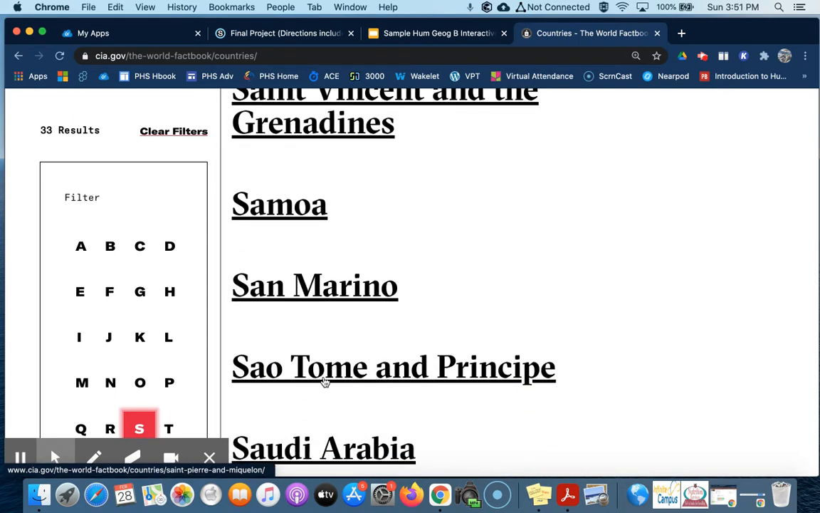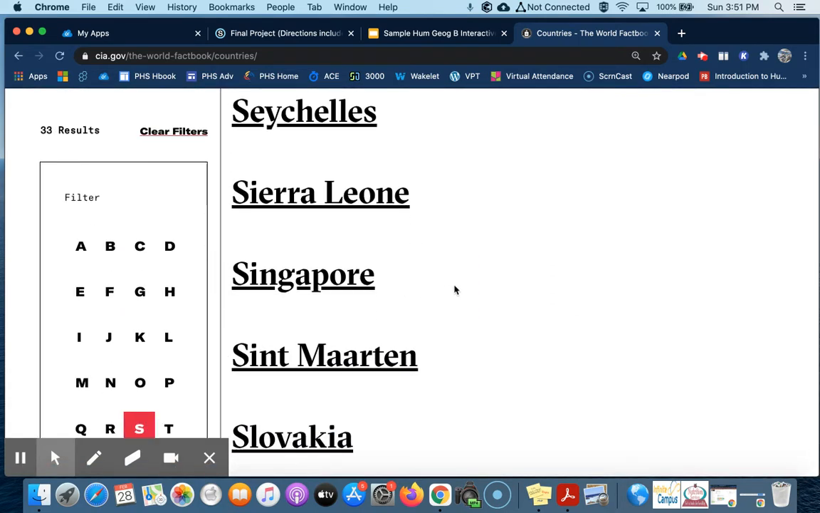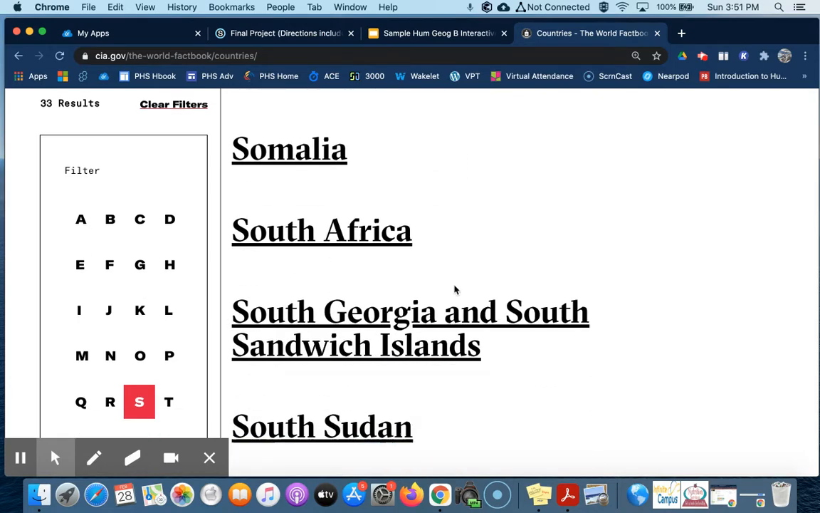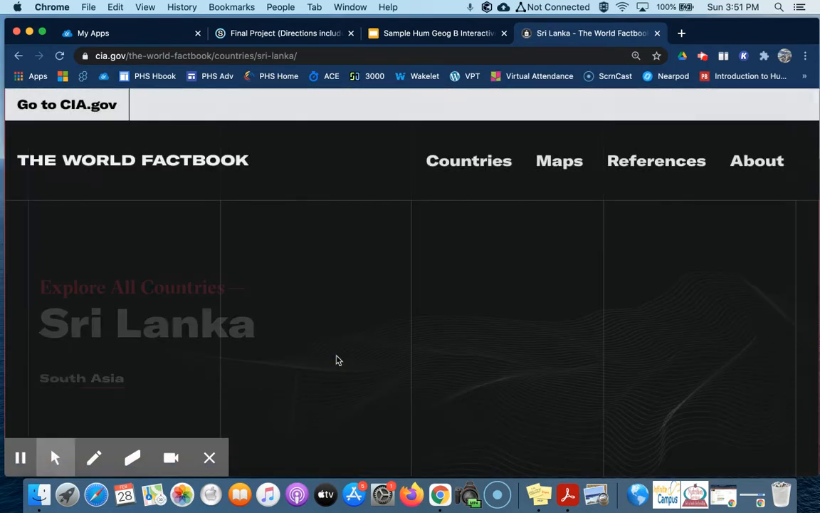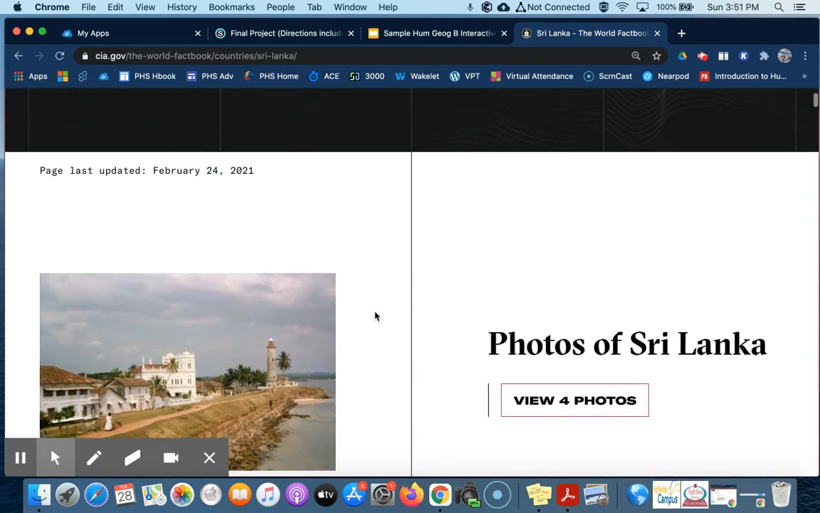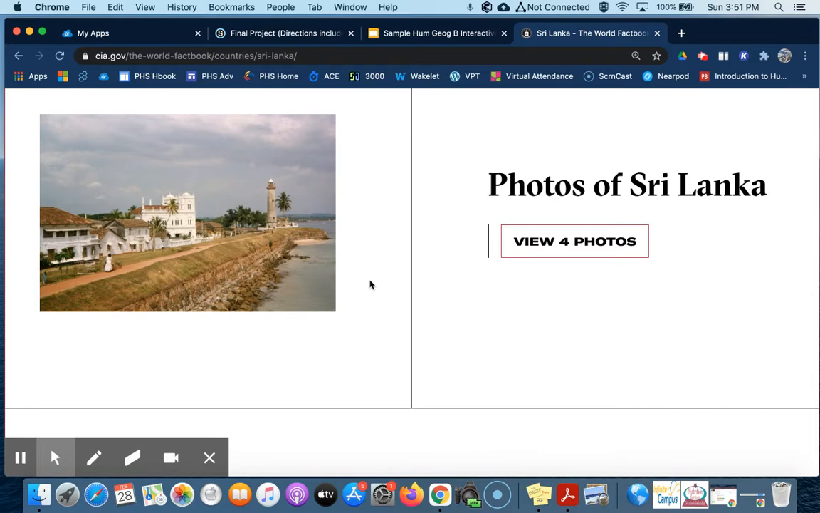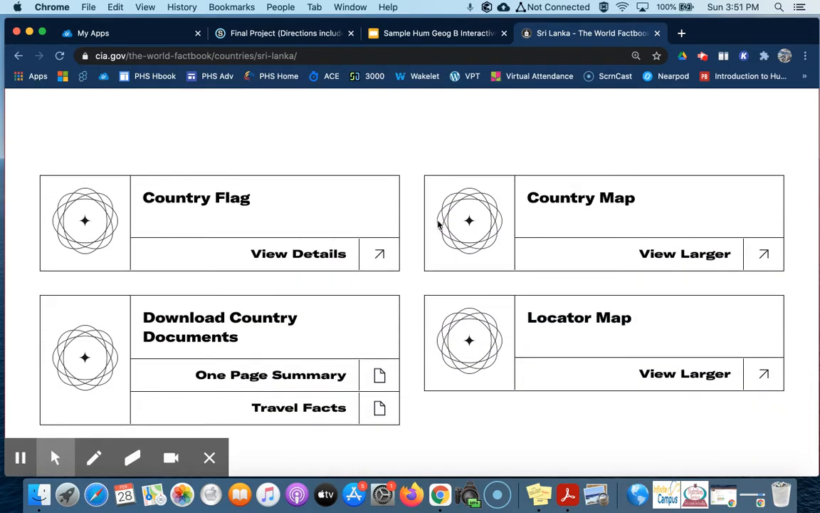If you go to S, like for me, there's 3 pages of S's. Remember, my country is Sri Lanka, so I happen to be on the 3rd page. When you open your country up, you'll need to scroll down. There'll be some photos. You don't need to see those right now. There'll be some different links for some images or graphics.